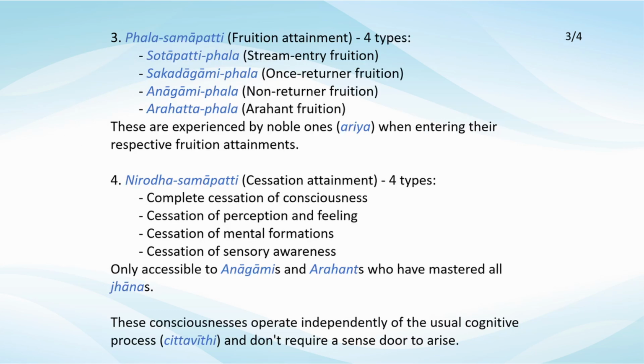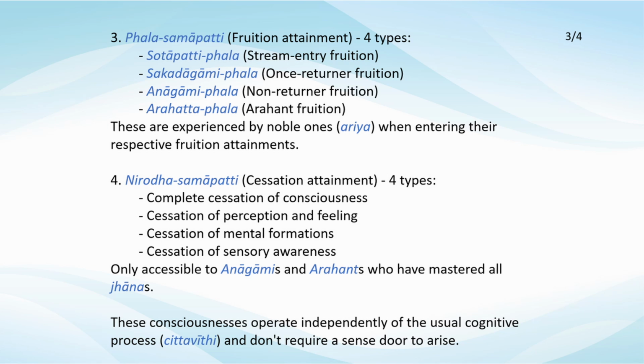Now, number 3, phala samapatti, fruition attainment. There are altogether 4 types: stream-entry fruition, once-returner fruition, non-returner fruition, and arahant fruition. Now, these are experienced by the noble ones when entering their respective fruition attainment.